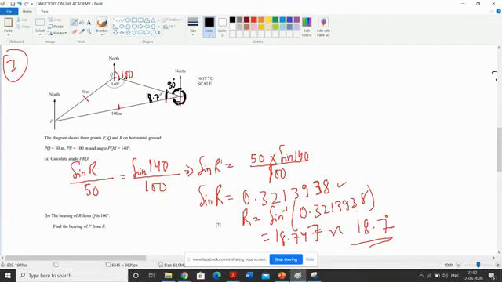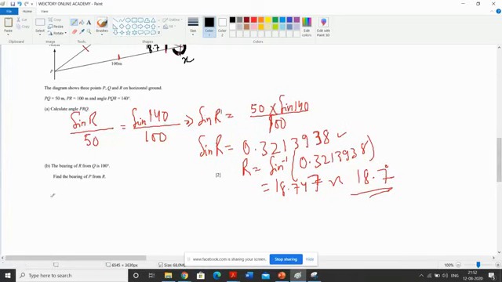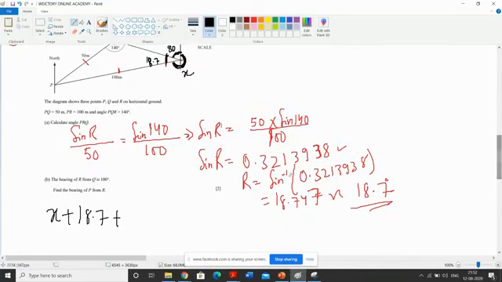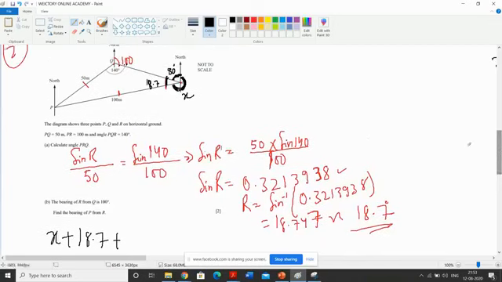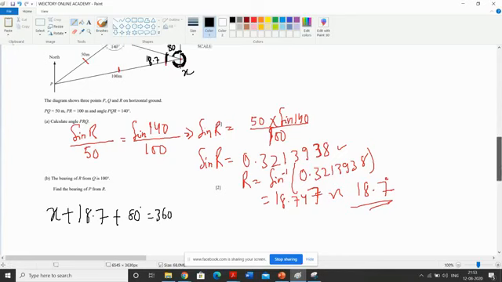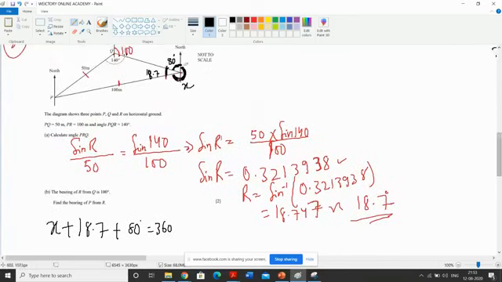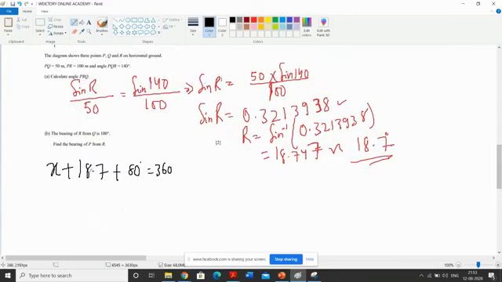So directly we can find this particular total angle because the total angle is 360. Let's take this particular angle as x. So x plus 18.7 plus 80. How did we get 80? Using 180 minus 100, we get 80. So x plus 18.7 plus 80 equals 360, because the total angle is 360. Okay, so x will be equal to 360.